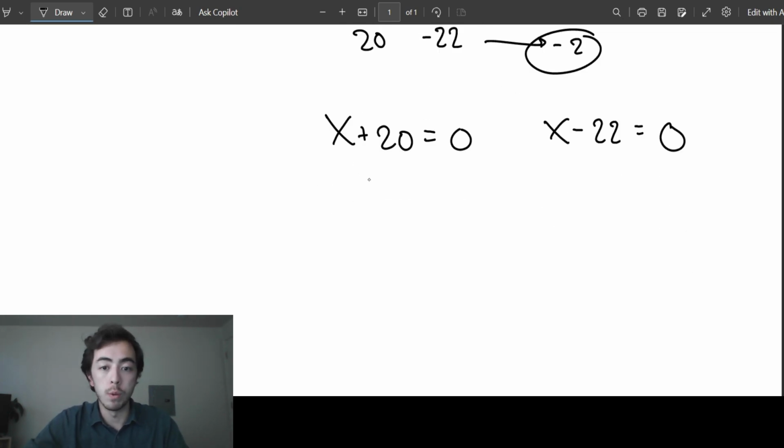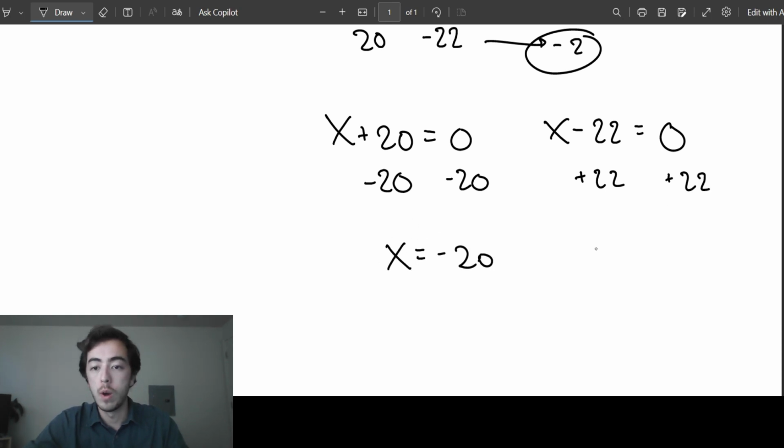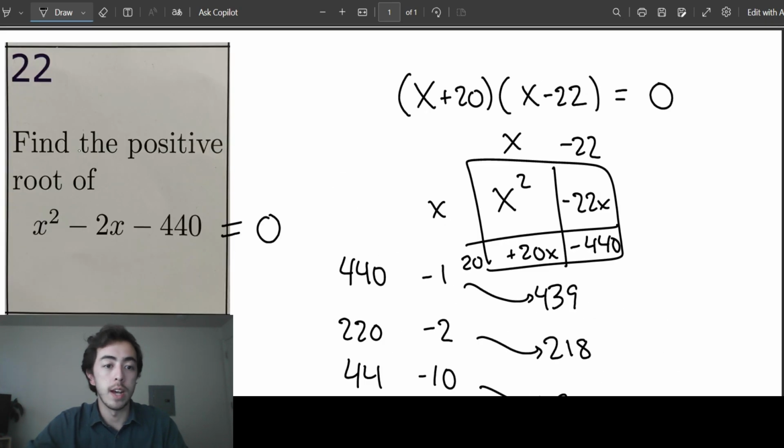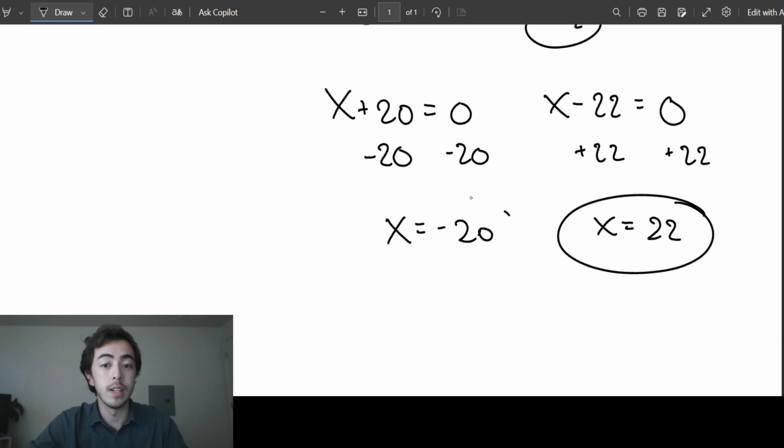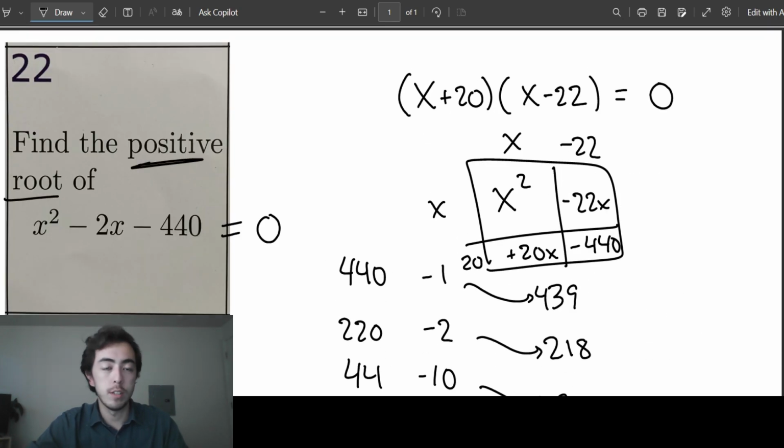We can do pretty simple algebra steps to isolate our x's, and that shows me that I have two potential roots for this equation. Either x is equal to negative 20, or x is equal to positive 22. And of course, it was asking us for the positive root, and therefore the answer today is 22 and not negative 20. So that's basically the answer right there.